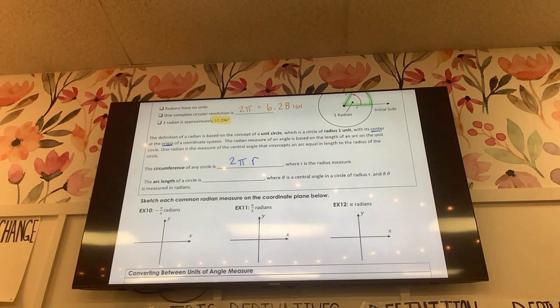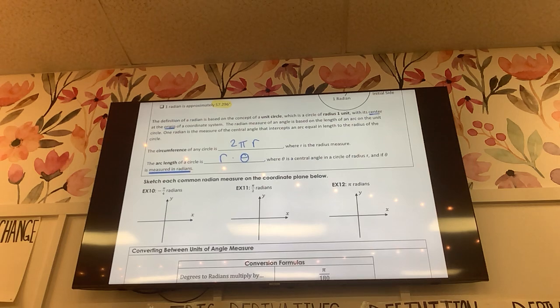Then we have arc length, which we're going to start working with a lot tomorrow. Arc length is the radius times your angle measure, but your angle has to be measured in radians if you're using this formula. Back in geometry, you probably did arc length with a different formula because you did it with degrees. That's why this formula might not seem familiar, because it is a formula for radians, not degrees.